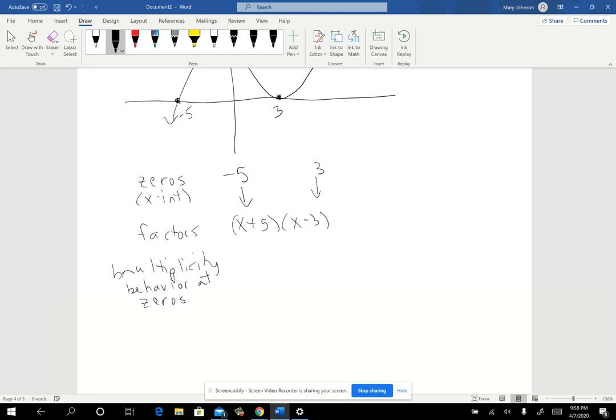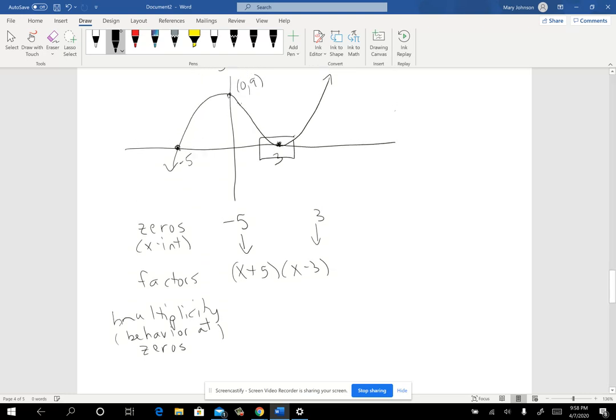It comes from the behavior at the zeros, okay? So do you see how at 3 it kind of looks like a parabola? And how at the -5, it's like a line. It's behaving like a line would. So the factor associated with the 0 of -5 has multiplicity 1. The factor associated with the 0 of 3 should have an exponent of 2 on it, okay?